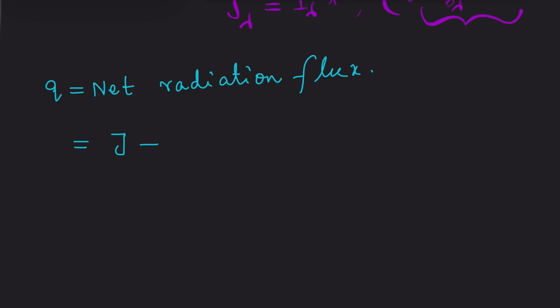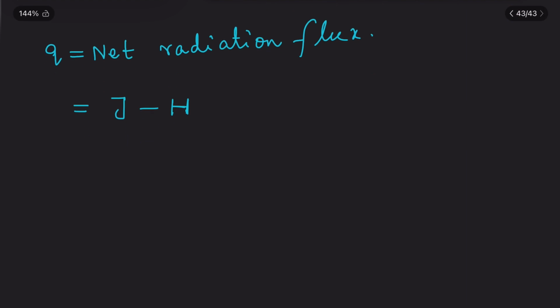So will it be only J minus H? Yes, that is correct. J is the net radiation flux that is going out, and H is the net radiation flux that is coming in.